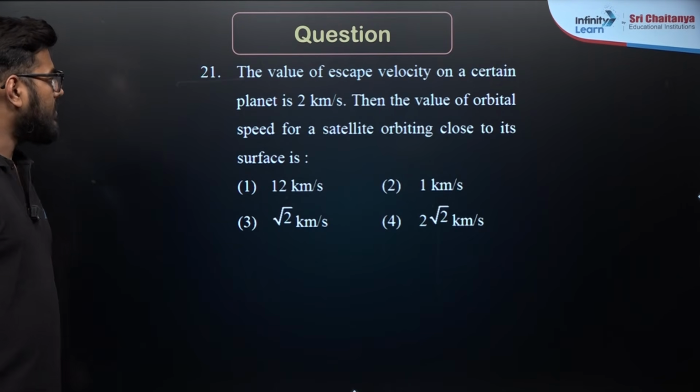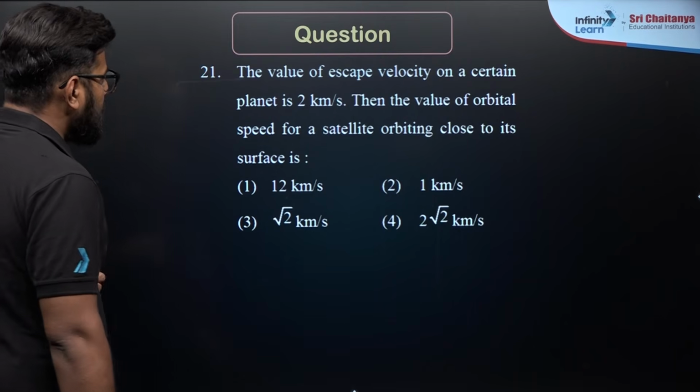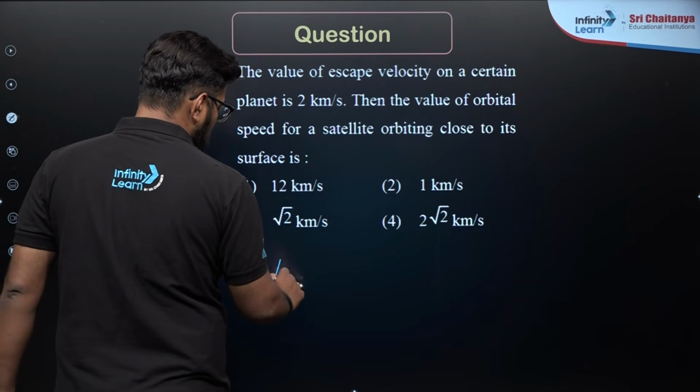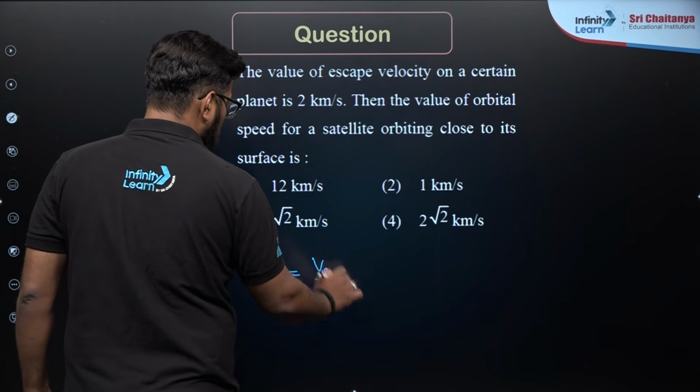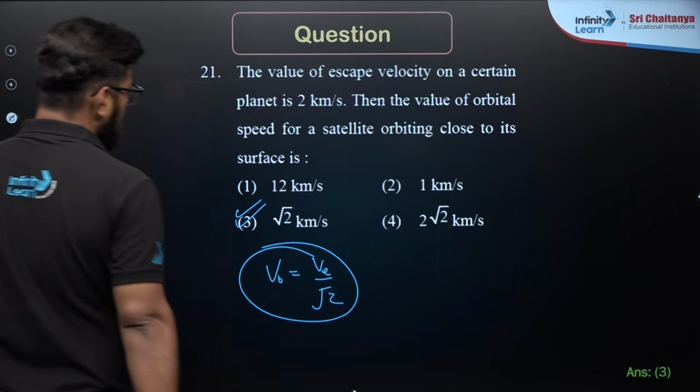The value of escape speed on a certain planet is 2 kmph. The value of orbital speed for the satellite close to its surface, see VO is VE by root 2. So it's going to be root 2. Simple. Option number 3 is direct problem.